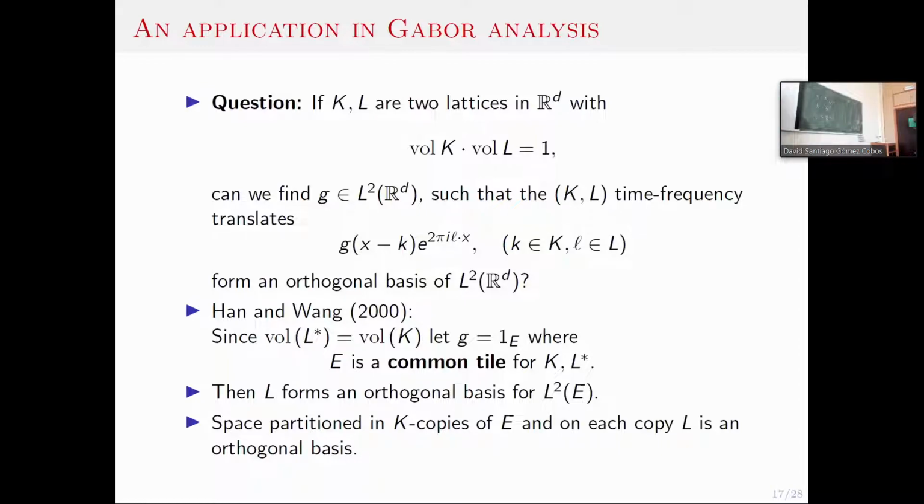Why? Because E tiles with L star. And then the whole space is partitioned into copies of E. Why? Because E is the fundamental domain of K. So on each copy, you have the frequencies required to do your harmonic analysis. So the entire thing is an orthogonal basis. This uses the result about n equals 2.